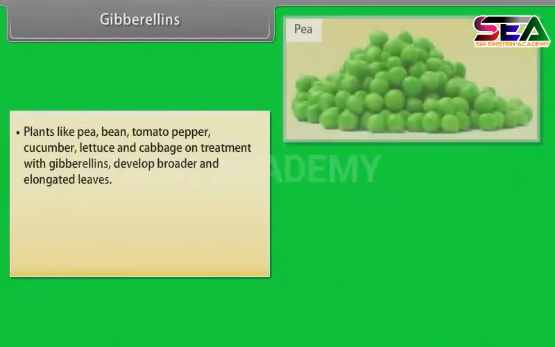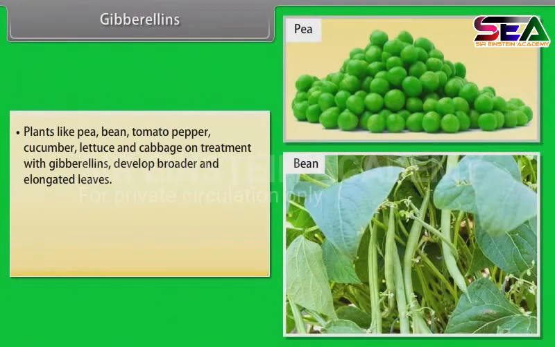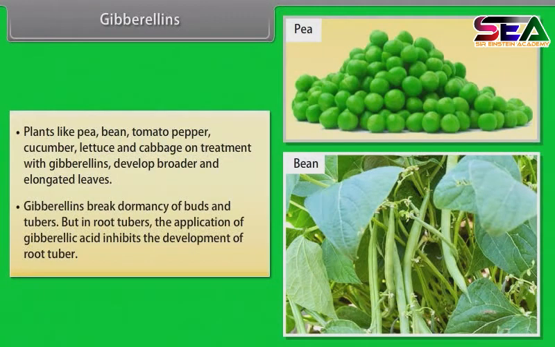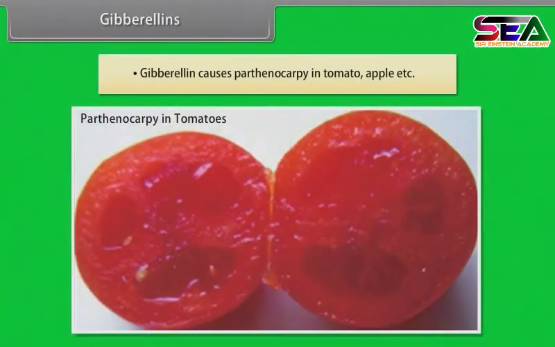Plants like pea, bean, tomato, pepper, cucumber, lettuce and cabbage, on treatment with gibberellins, develop broader and elongated leaves. Gibberellins break dormancy of buds and tubers, but in root tubers, the application of gibberellic acid inhibits the development of root tuber. Gibberellin causes parthenocarpy in tomato, apple, etc.